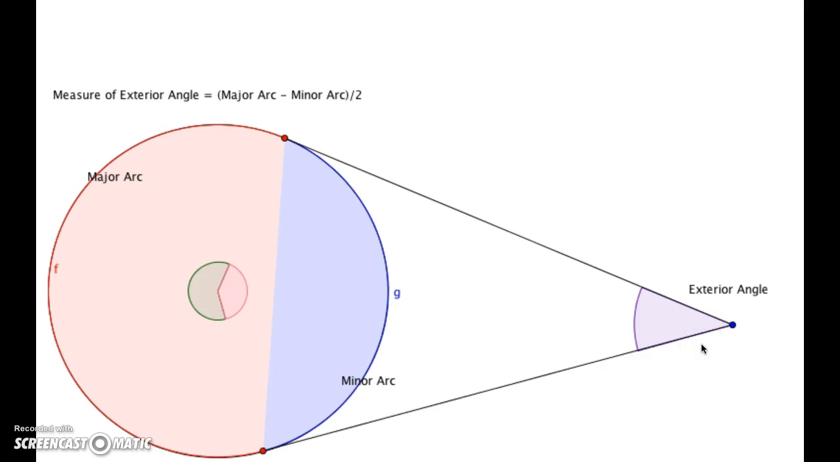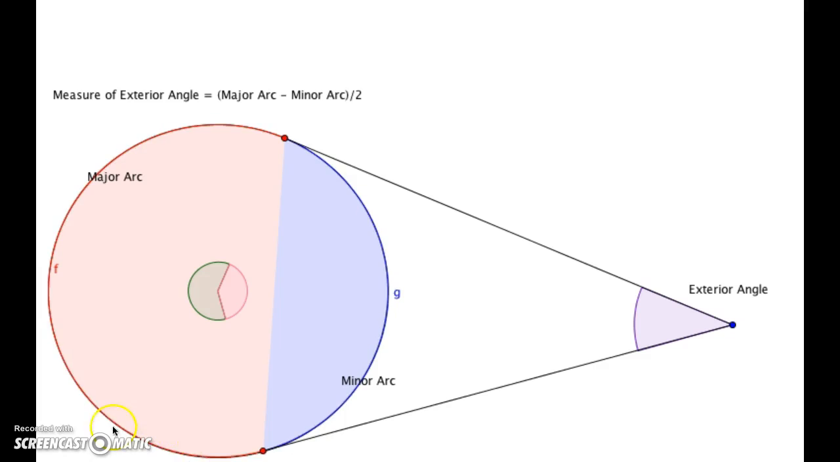So the formula to find the measure of an exterior angle is the major arc minus the minor arc, all divided by 2. The major arc is what's in red right here. See these 2 points where the tangent lines intersect the circle? That is what forms the major and the minor arcs.